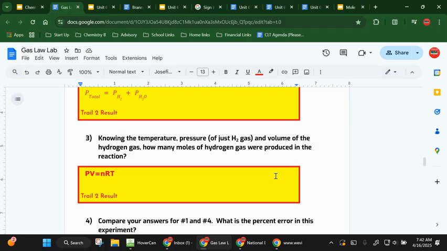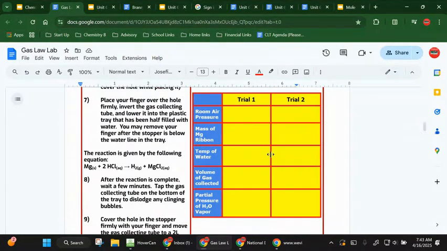Your volume here is the numbers that came out of your table up above, but volume must be in what unit in PV equals nRT? This is not in liters. Here's your conversion to get it from milliliters into liters. And then you can put it into PV equals nRT.